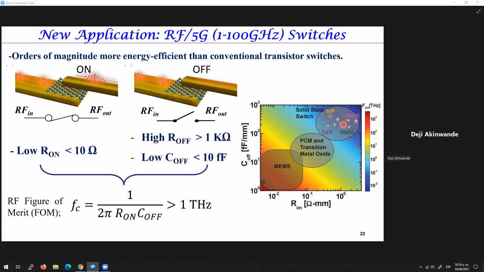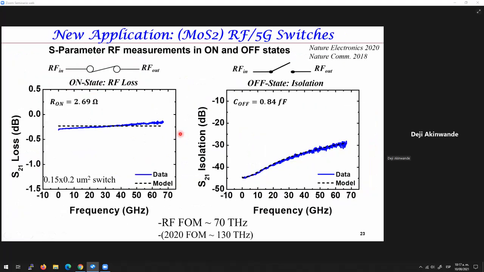And then the solid state switches, which are the dominant switches today, the transistor switches, have relatively orders of magnitude higher on resistance and high off capacitance. So they're limited to single terahertz figures of merit, while the MEMS can go much higher. So what about the 2D material?